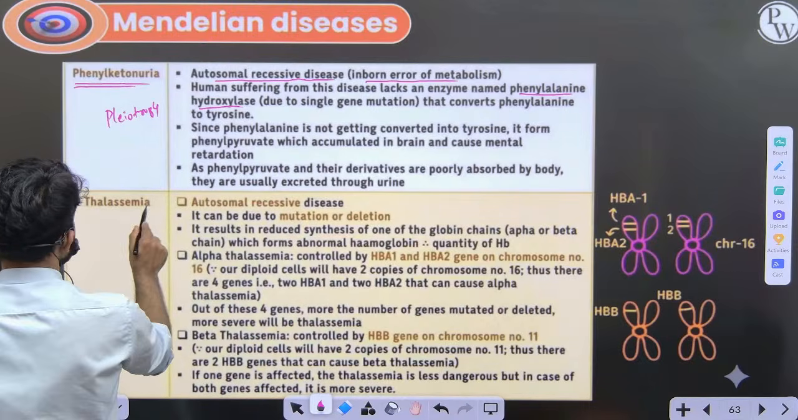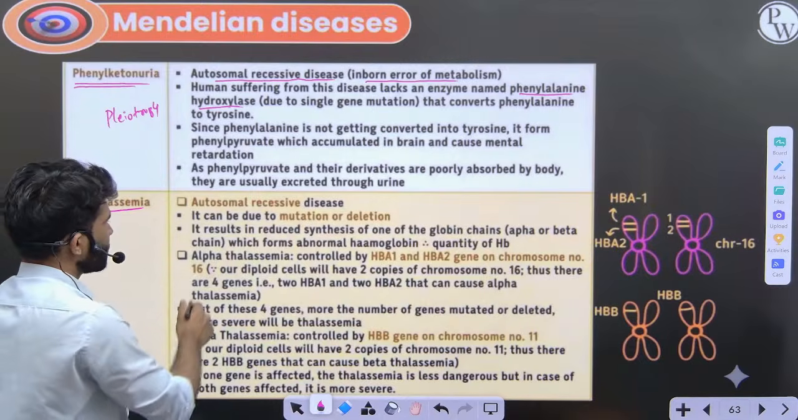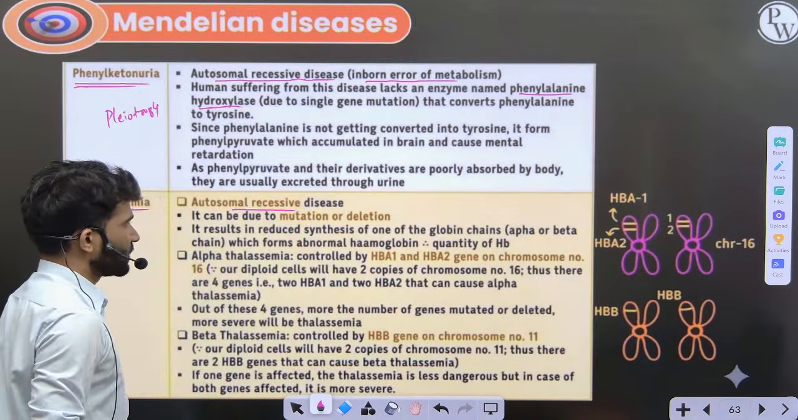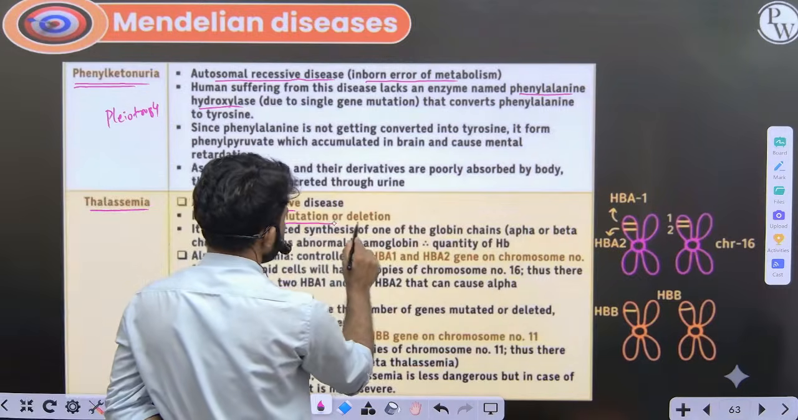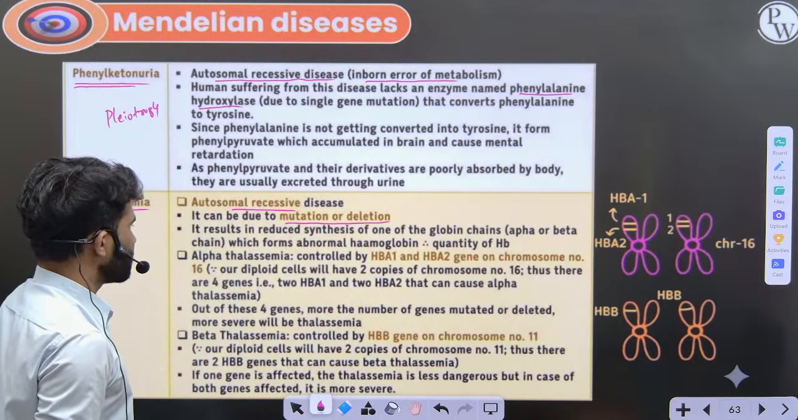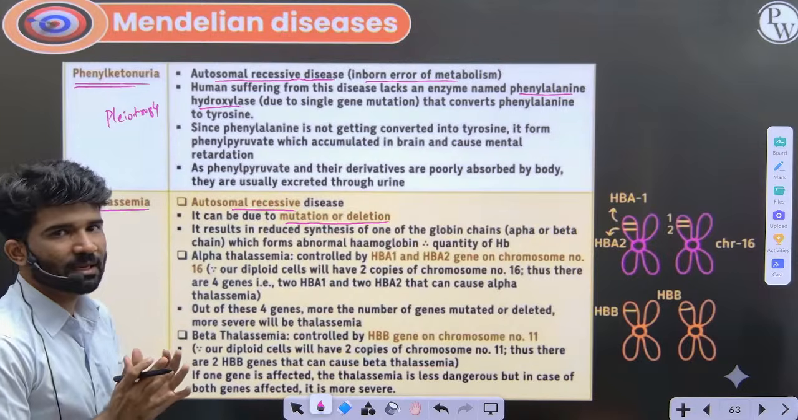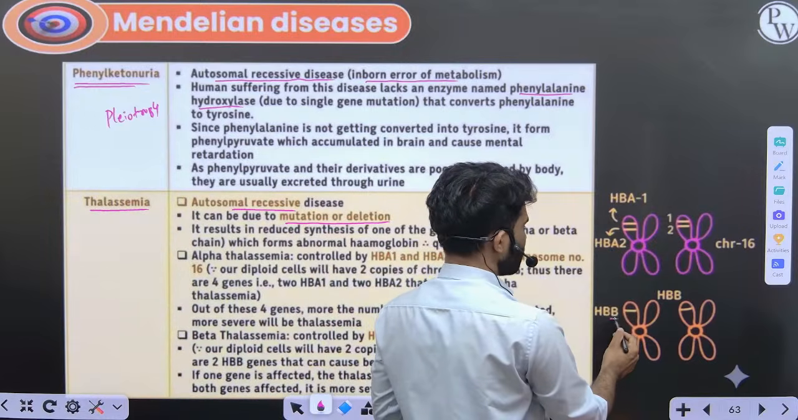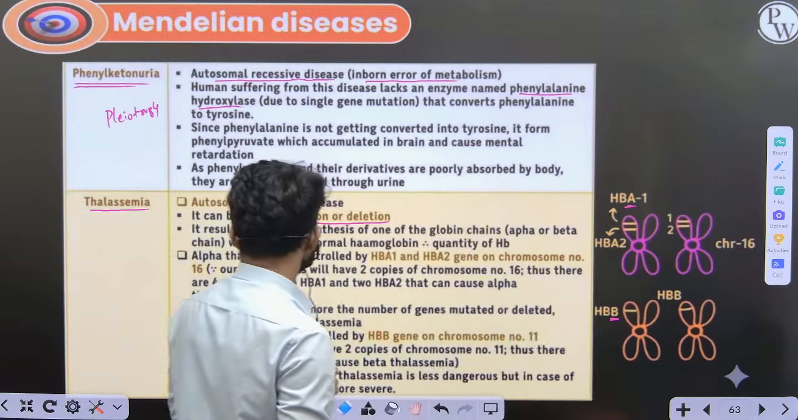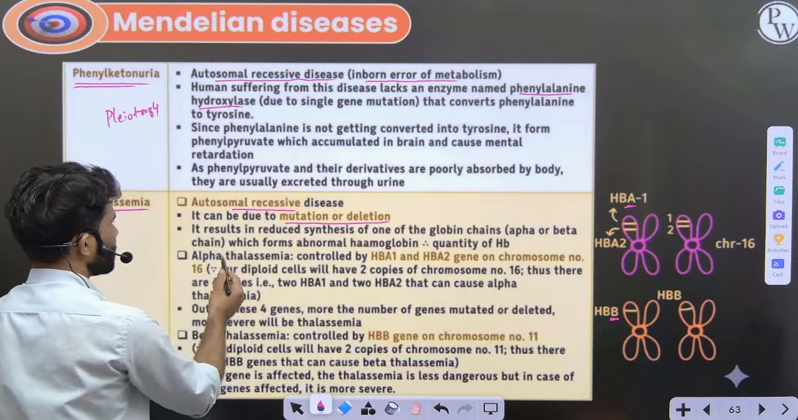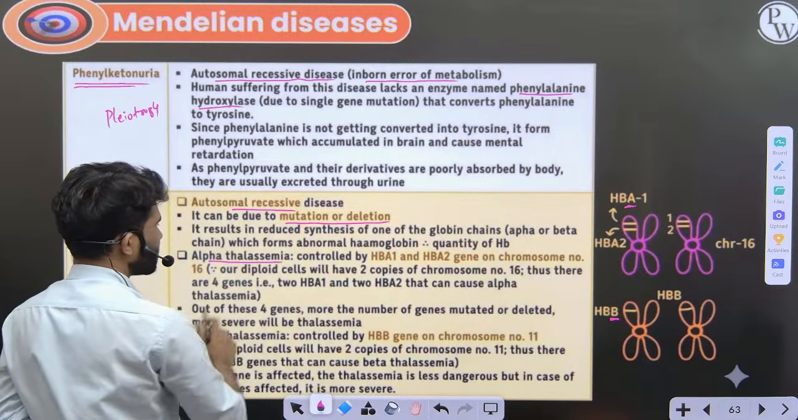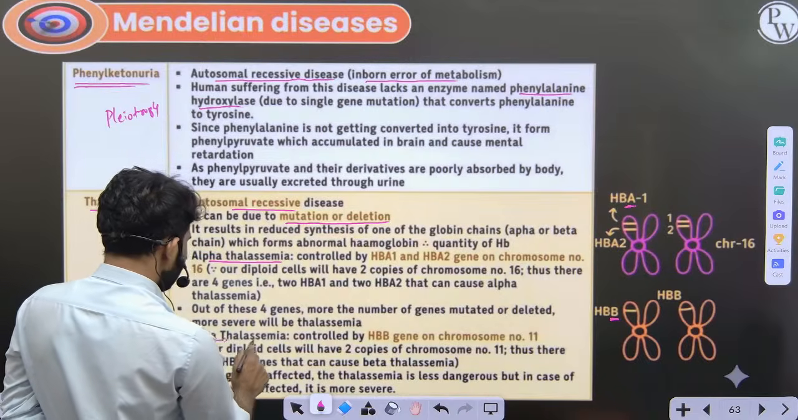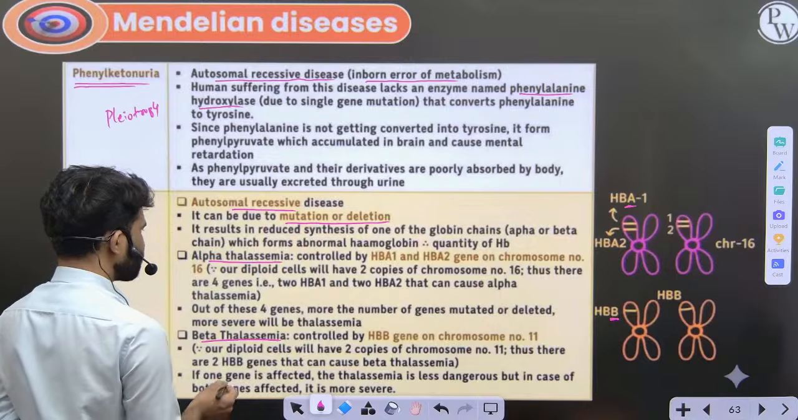Next one is thalassemia. This thalassemia is also an autosomal recessive disorder. It can be caused due to mutation or deletion. There are two different types of chains in hemoglobin: one is the alpha globin chain, another one is the beta globin chain. Based on that, there is alpha thalassemia, which affects the alpha globin chain, and beta thalassemia, which affects the beta globin chain.